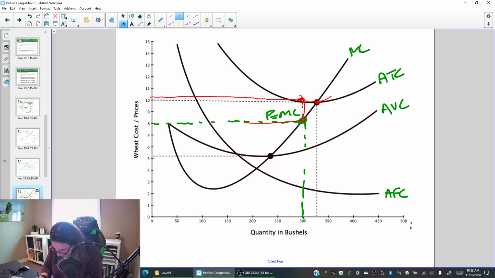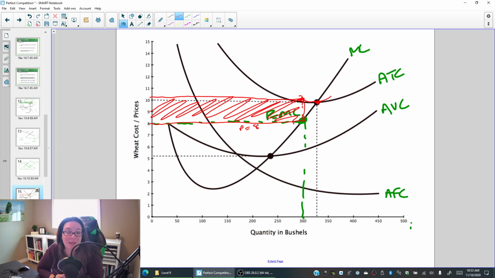But this here is our loss. So here our farm is operating at a loss. No longer profit, now we're losing money. So what do we do? In the short term, we know that we have to continue operating even though we're at a loss. And we know this because this price of $8 is above what? It's above the shutdown price. And where's the shutdown price? Okay, so here's the shutdown price.